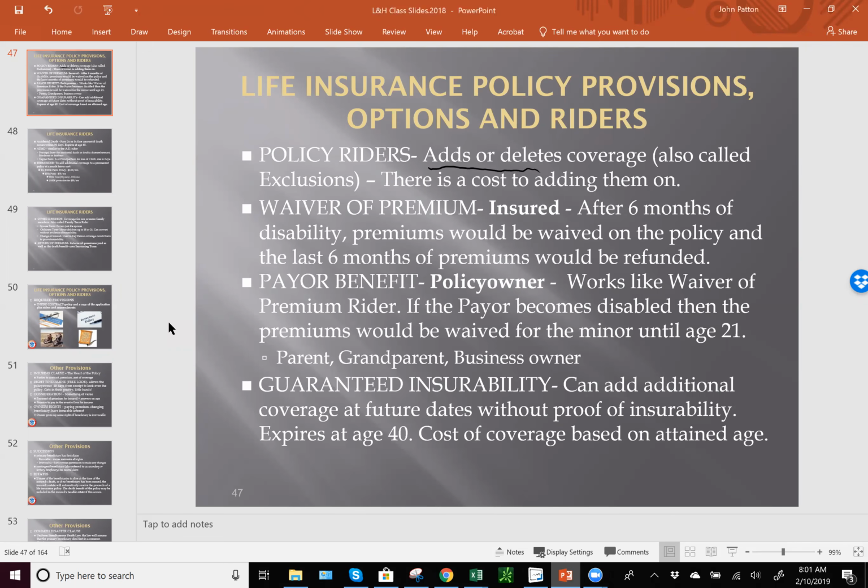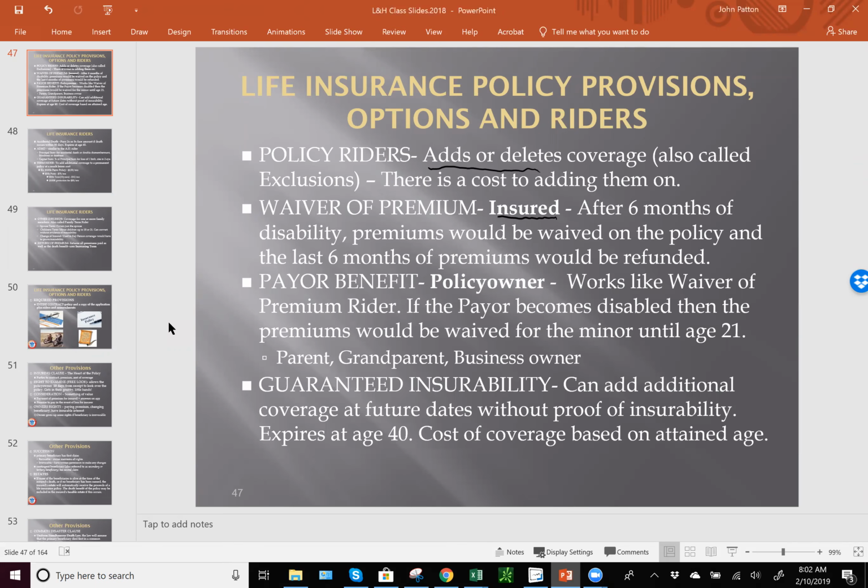So the first rider I want to talk about is called the waiver of premium rider. The waiver of premium rider says that if the insured were to become disabled, after 6 months of disability, the premiums could be waived on their policy for as long as they're disabled, and they would get reimbursed the premiums they paid during that 6-month waiting period. So it's the waiver of premium rider if the insured were to become disabled.